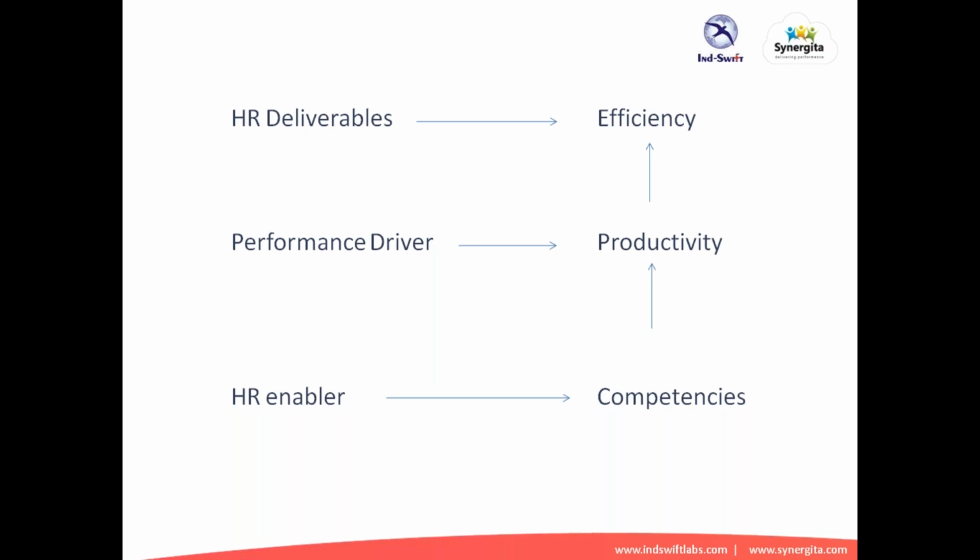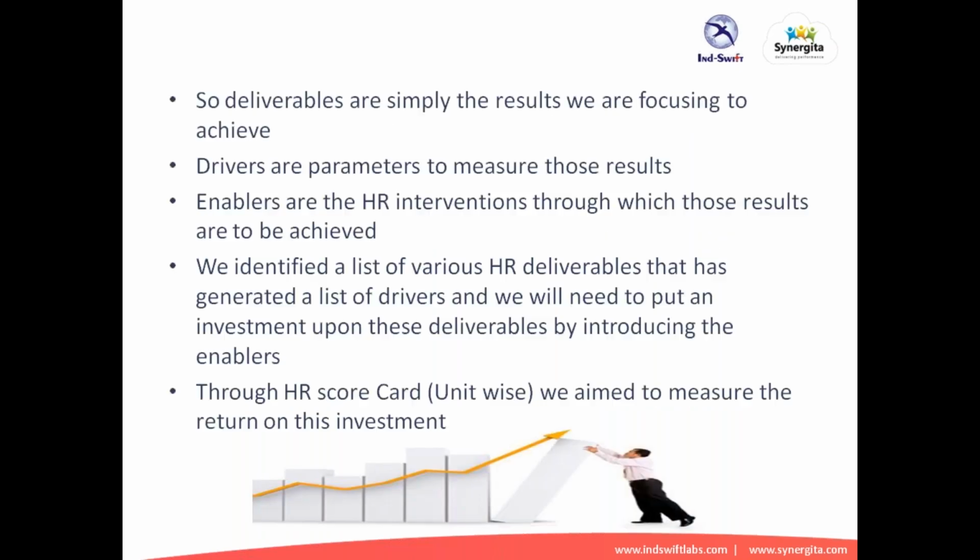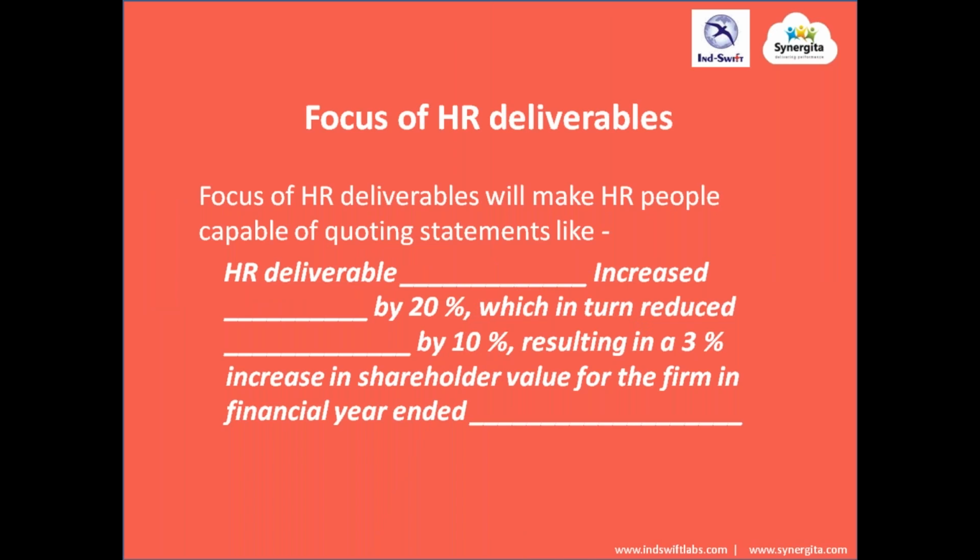So the outcome on productivity is an indicator of the efficiency. And how will the productivity be achieved? Through the competencies. So the enabler is the competencies, the driver is the productivity, and the deliverable is the efficiency. So you have to identify deliverables, drivers, and enablers for every department, for every individual, and then you link them with the organization's deliverables, drivers, and enablers. Through an interconnected network, you develop a balanced scorecard. So how do you do it?